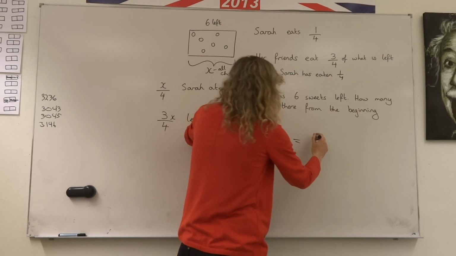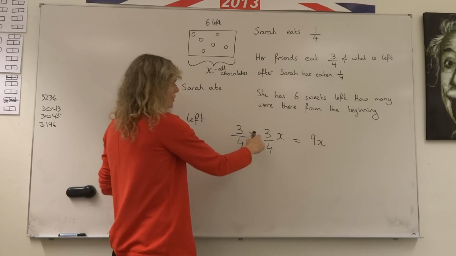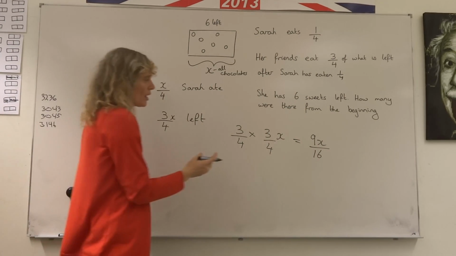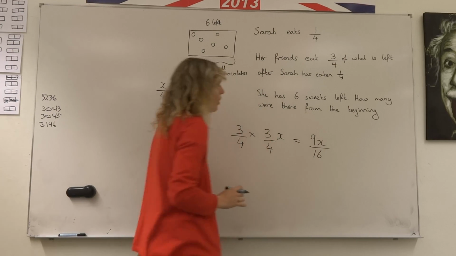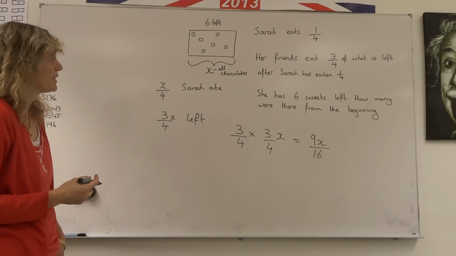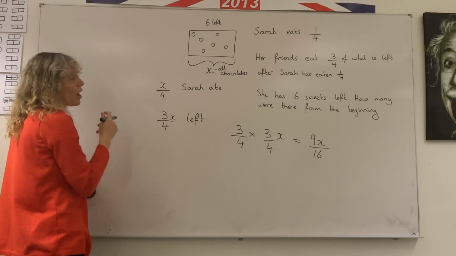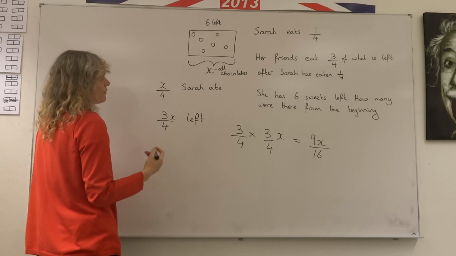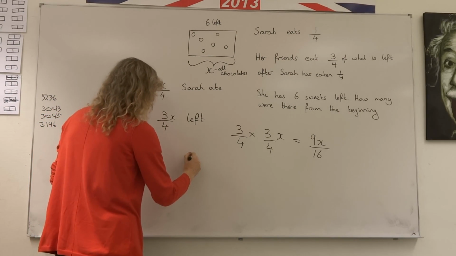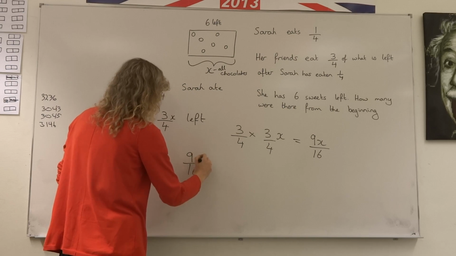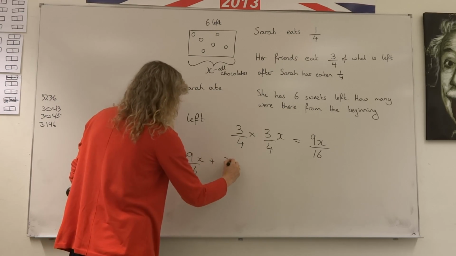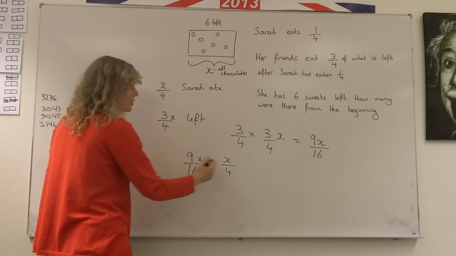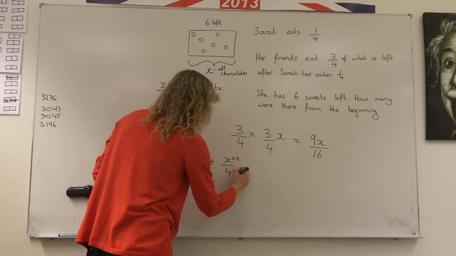3 times 3x is 9x, and 4 times 4 is 16. So we now know that 9/16 of the chocolates is what all of the friends ate. But we also know that Sarah's already eaten 1/4. So how many chocolates are left in the box as a fraction? Well, if we were to add 9/16 of X plus 1/4 of X, we've got different denominators down here, so we'd have to change the denominator so we get the same number on the bottom.